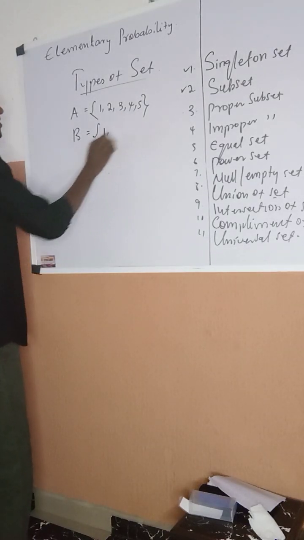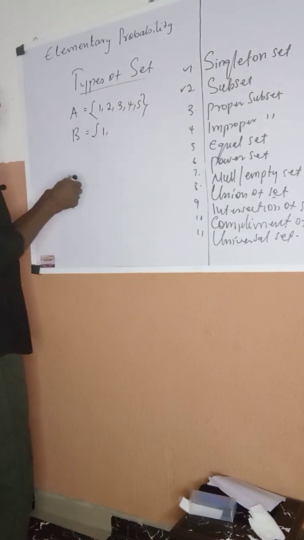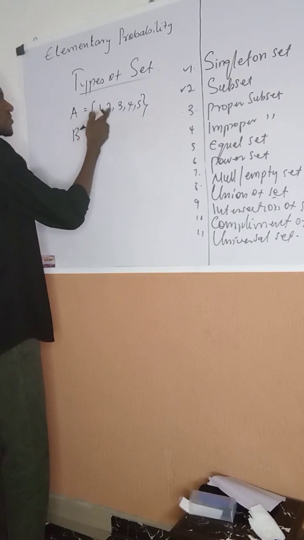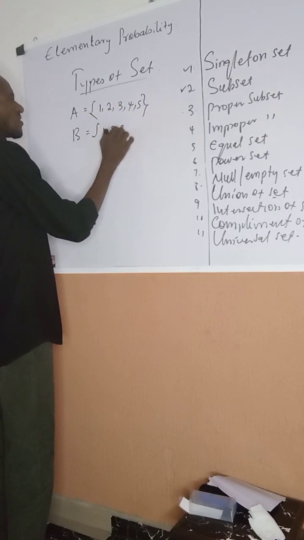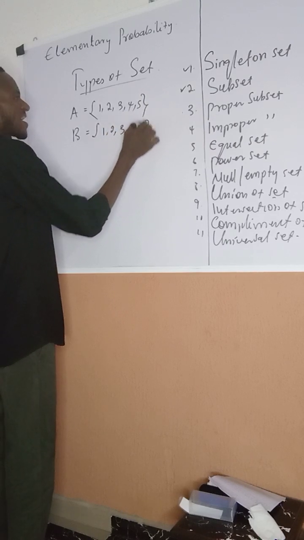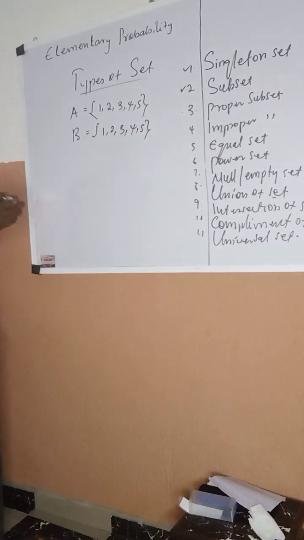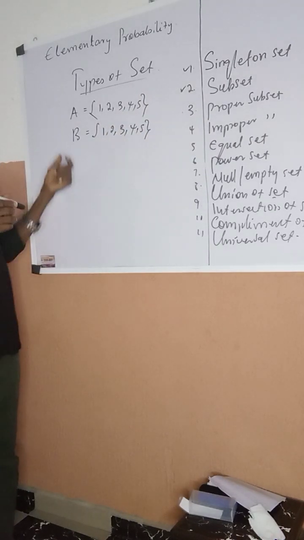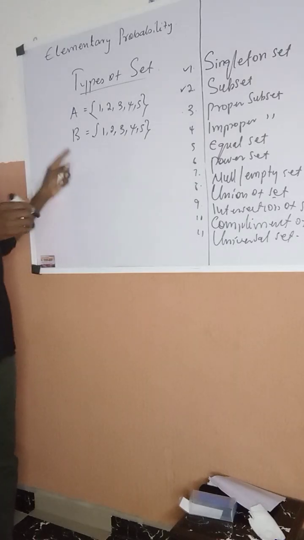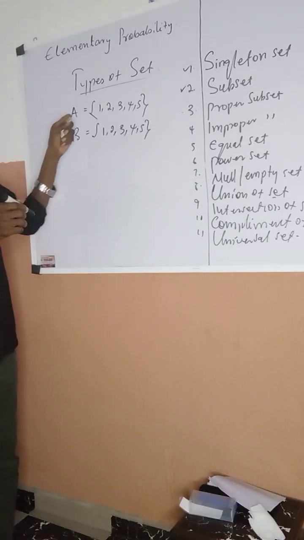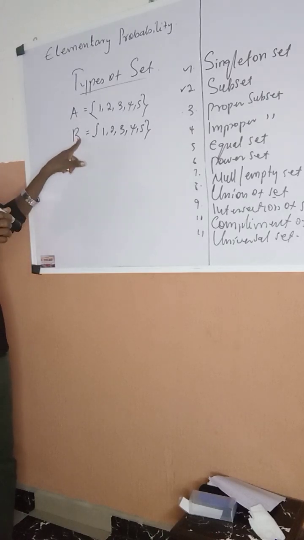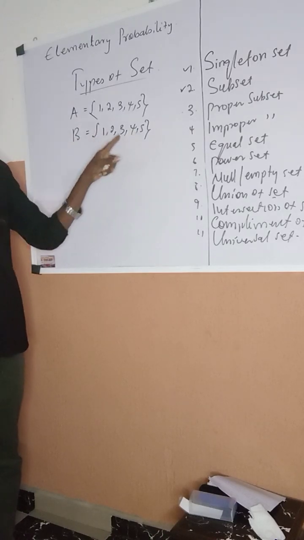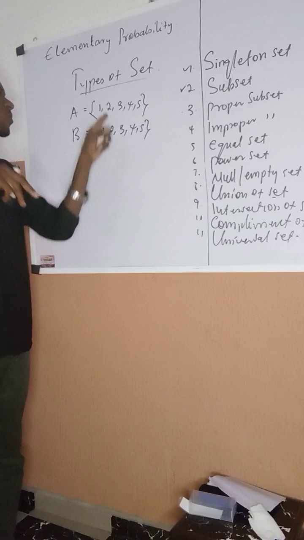However, when I have A to be {1, 2, 3, 4, 5}, and B now becomes {1, 2, 3, 4, 5}, we can equally say that B is a subset of A, simply because B has elements 1 to 5 inclusive, which are equally contained in A.